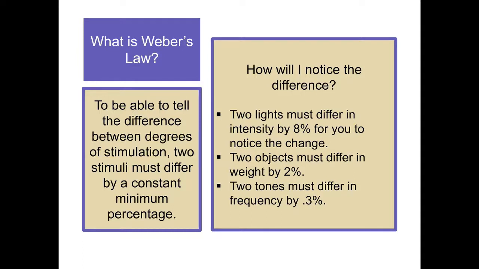So examples: two lights must differ in intensity by 8%. Otherwise, you won't notice that they have changed intensity at all. It has been calculated also that two objects must differ in weight by 2%. So again, in the example of the bowl where you're holding the paper clips, if we don't increase the total weight by 2%, you won't detect that the weight has changed at all. And in sounds, it's not much. Two tones must differ in frequency by 0.3%, in order for you to actually notice that the tone has changed. So Weber's law basically creates a scientific way to quantify how much things have to change in order for you to notice that they are different.